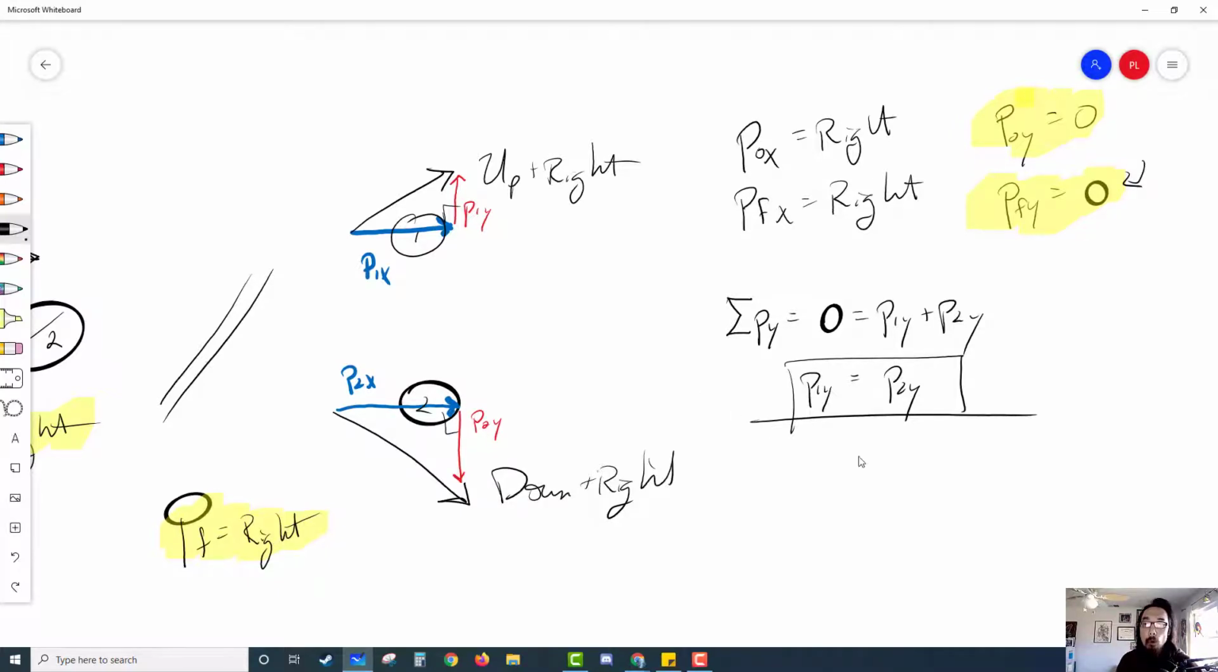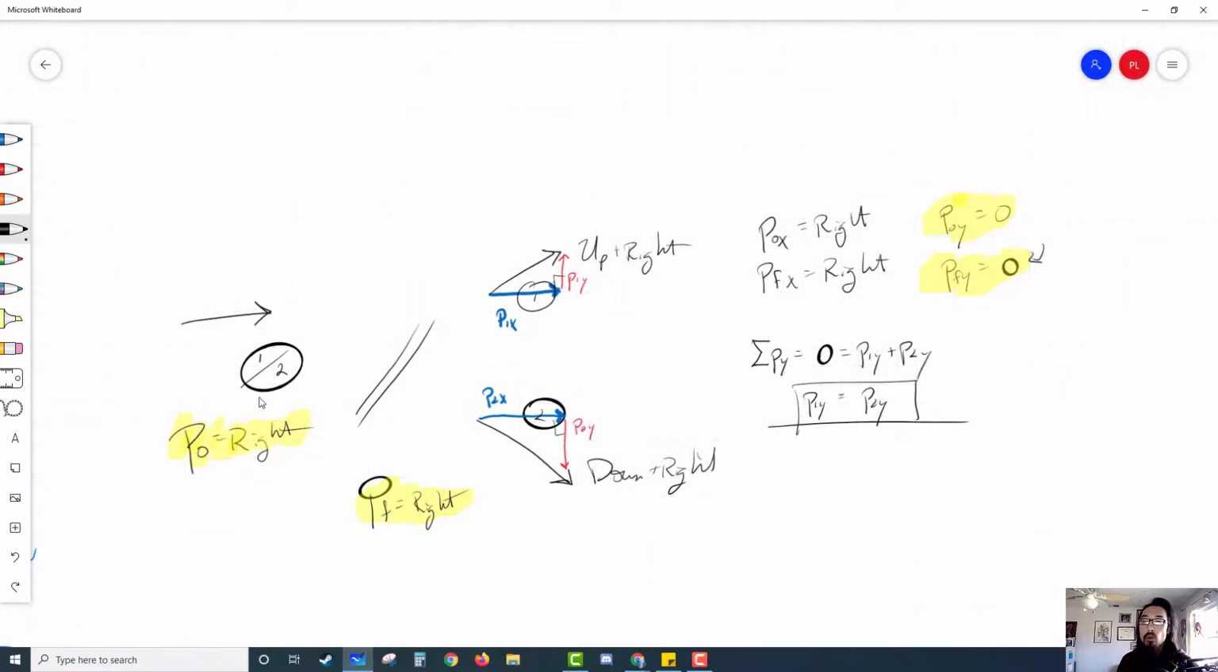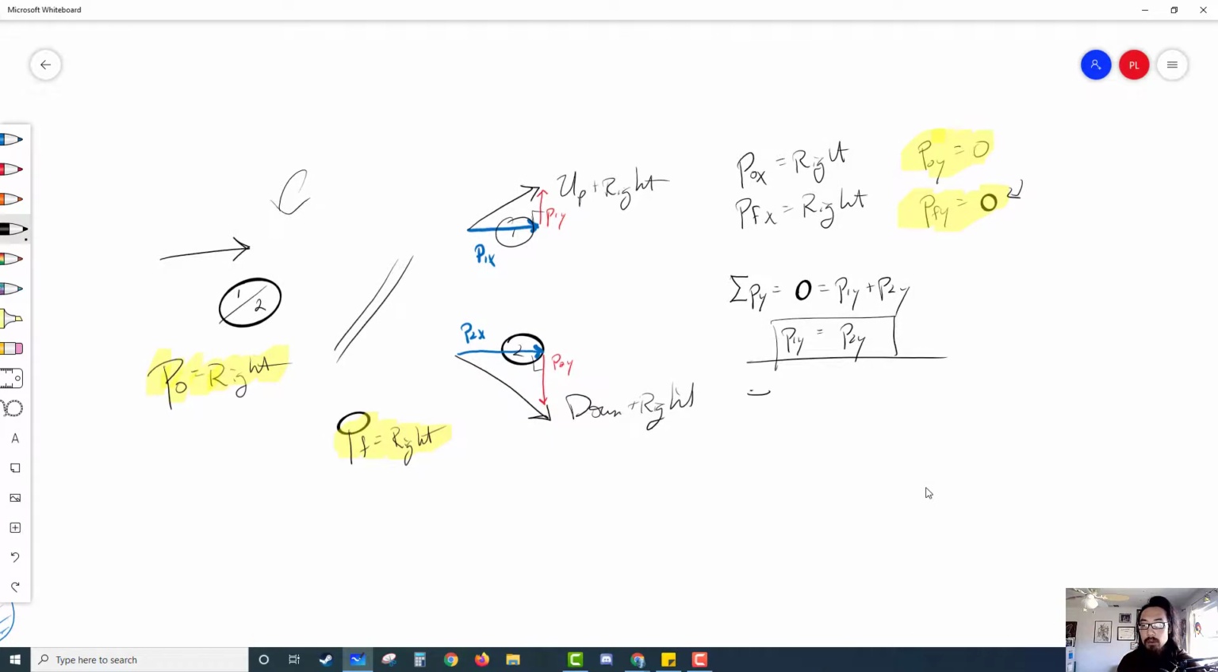And that's only because initially the object was only moving in the x direction. That's the key idea there. We can only say that the vertical momentum here is canceled out because initially it was only moving on the x-axis. Okay, so if I were to create a formula for the x momentum, it would look something like this. P sub x, the final x momentum, is equal to the initial x momentum. Okay, so the final x momentum is equal to the initial x momentum. And we know that the final x momentum is equal to P1x plus P2x.